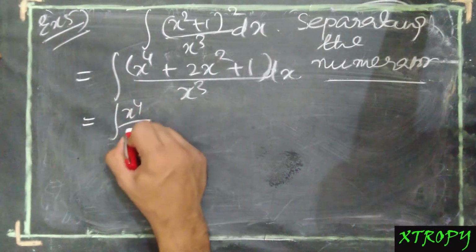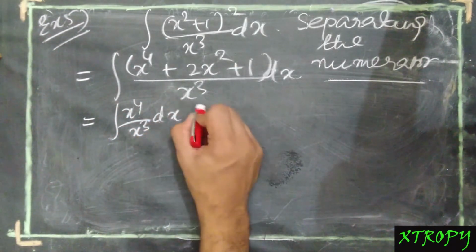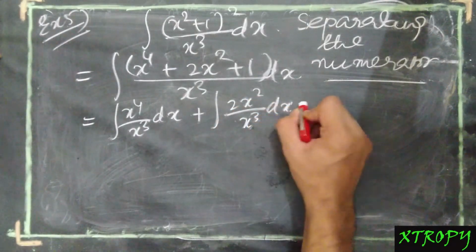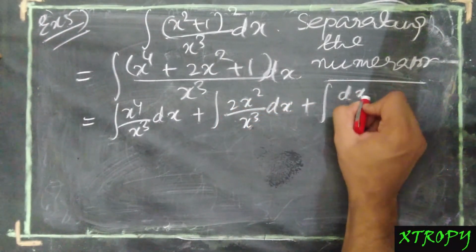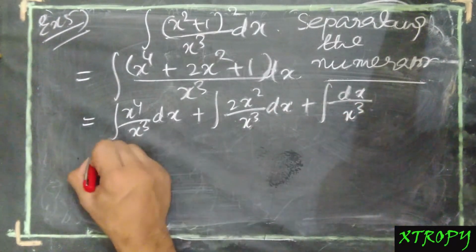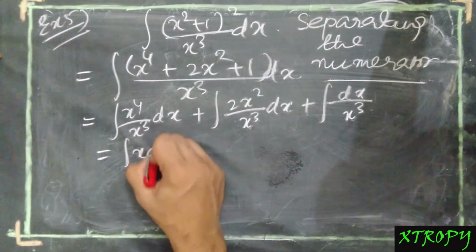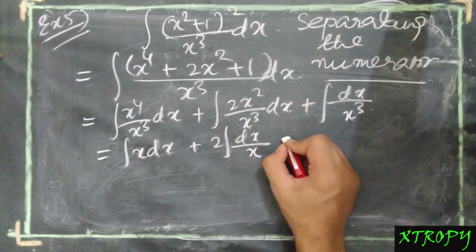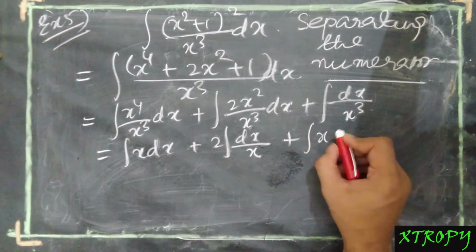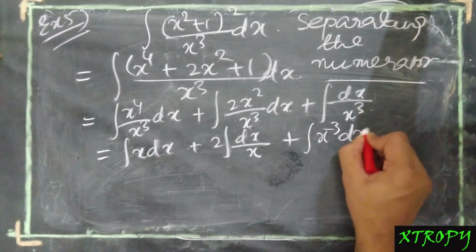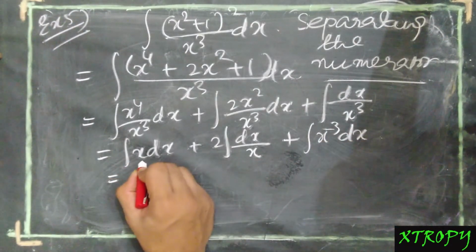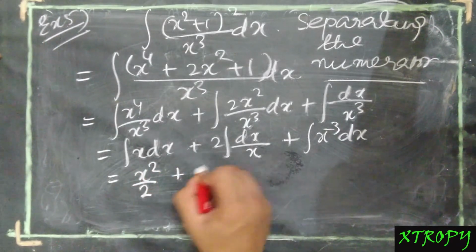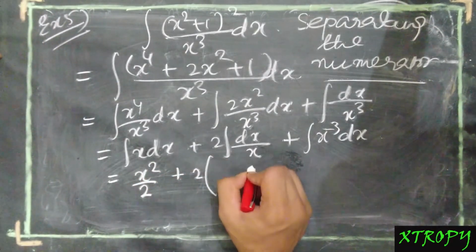x⁴ by x³, this is x, plus 2x² by x³, this is 2 by x, plus 1 by x³, this is another one. So this is your integral of x dx plus 2 dx by x plus integration of x to the power minus 3 dx. So integration of x dx is x² by 2, plus 2 into integration of dx by x.